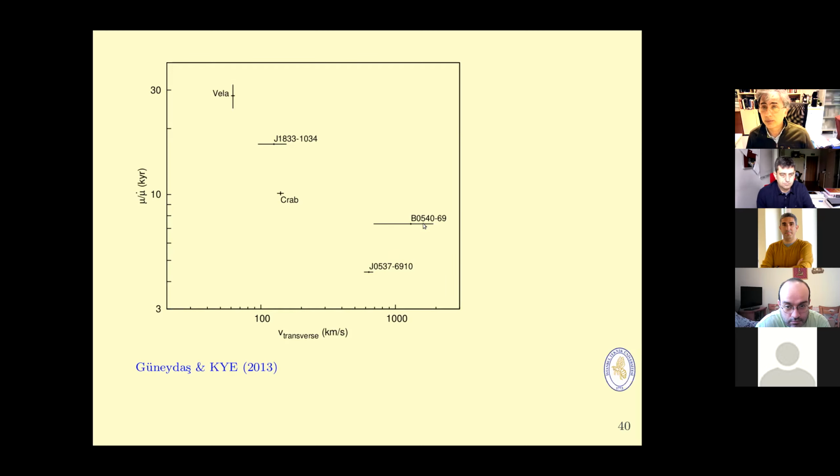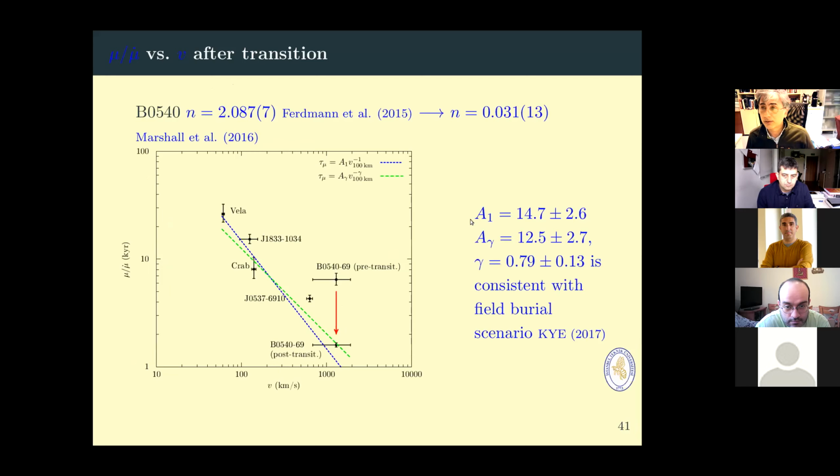And recently, this pulsar has shown a change in the braking index, right? And its position in the diagram is now here. This is also consistent with the model in a better way. So this is a model relating the braking indices to the pulsar speeds under the framework of the field burial model.